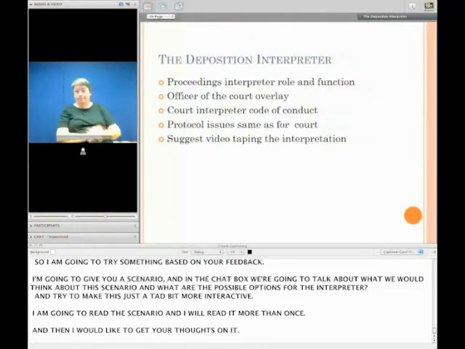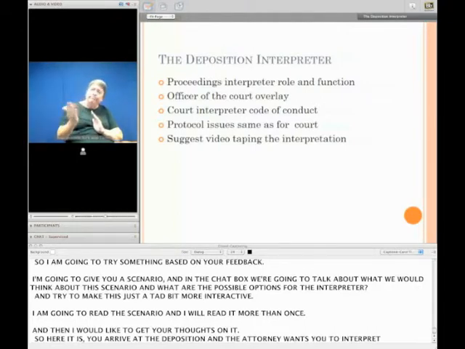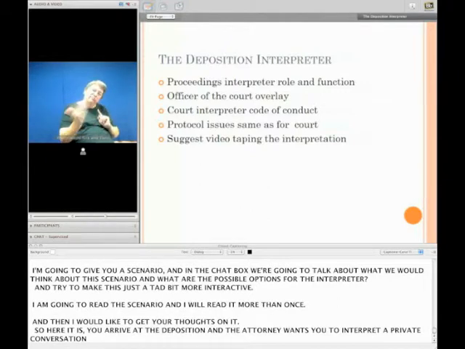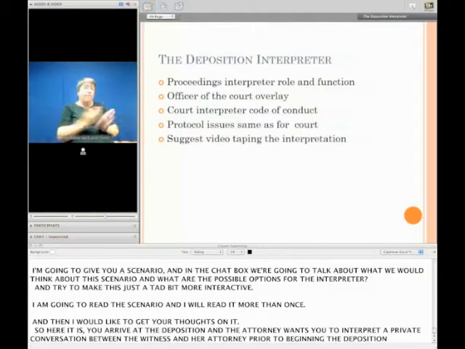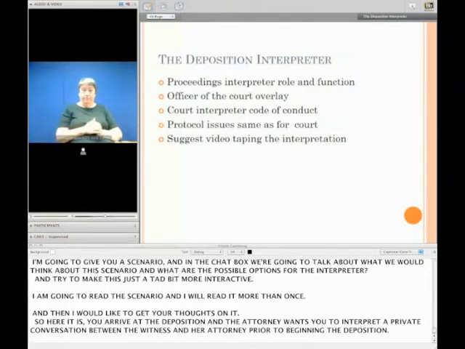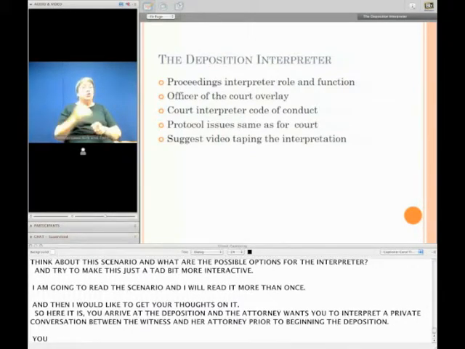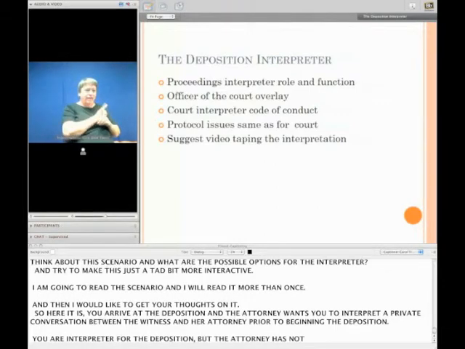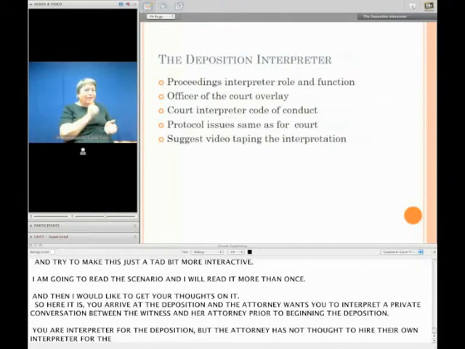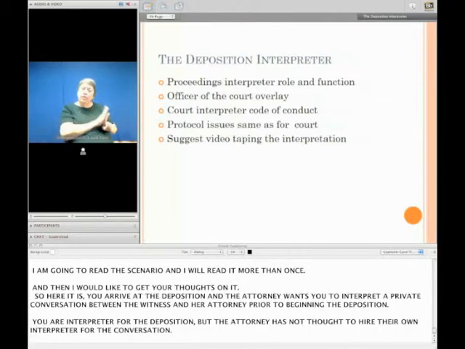So here it is. You arrive at the deposition, and the attorney wants you to interpret a private conversation between the witness and her attorney prior to beginning the deposition. You'd have a team interpreter for the deposition, but the defendant or this attorney has not thought to hire their own interpreter for the conversation. What shall you do?